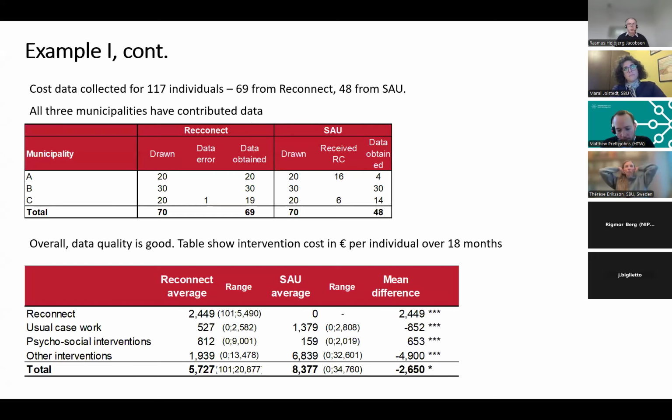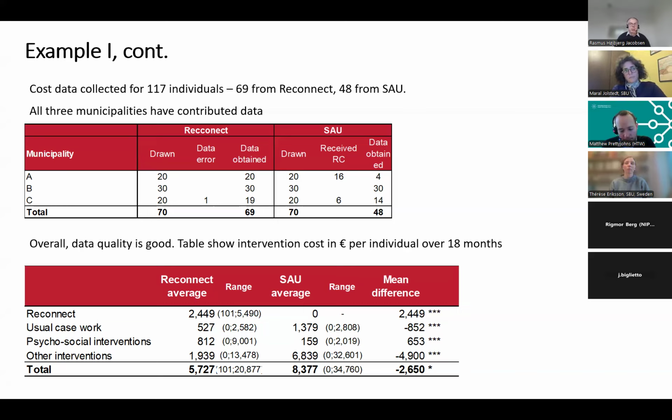So to the intervention costs, the municipalities collected intervention costs from 69 from the Reconnect group and 48 from the Service as Usual group. And overall, the data quality was really good. As you can see from the top table, we actually drew 70 randomly from the intervention group and 70 randomly from the service as usual group. But due to different issues, we ended up with 69 and 48, which we would include in the analysis.